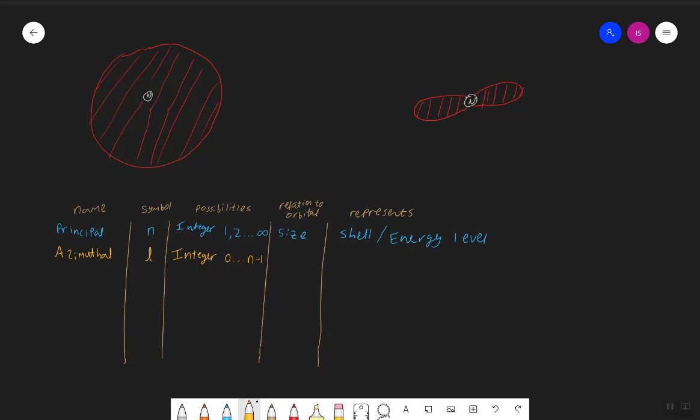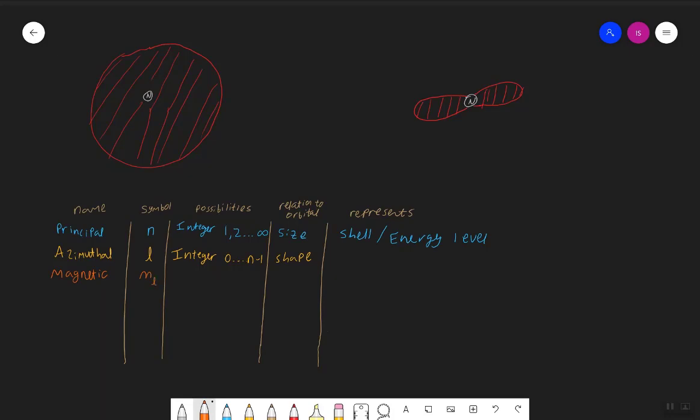Okay. The next thing is its relation to the orbital. L represents the shape of the orbital. In fact, the main difference between this orbital and this orbital is their shape. So these orbitals will have different L values. This one will have L equals 0, and this one would have L equals 1, and we'll talk about that in a minute. The next quantum number that we can talk about is the magnetic quantum number, and it has the symbol m sub L.